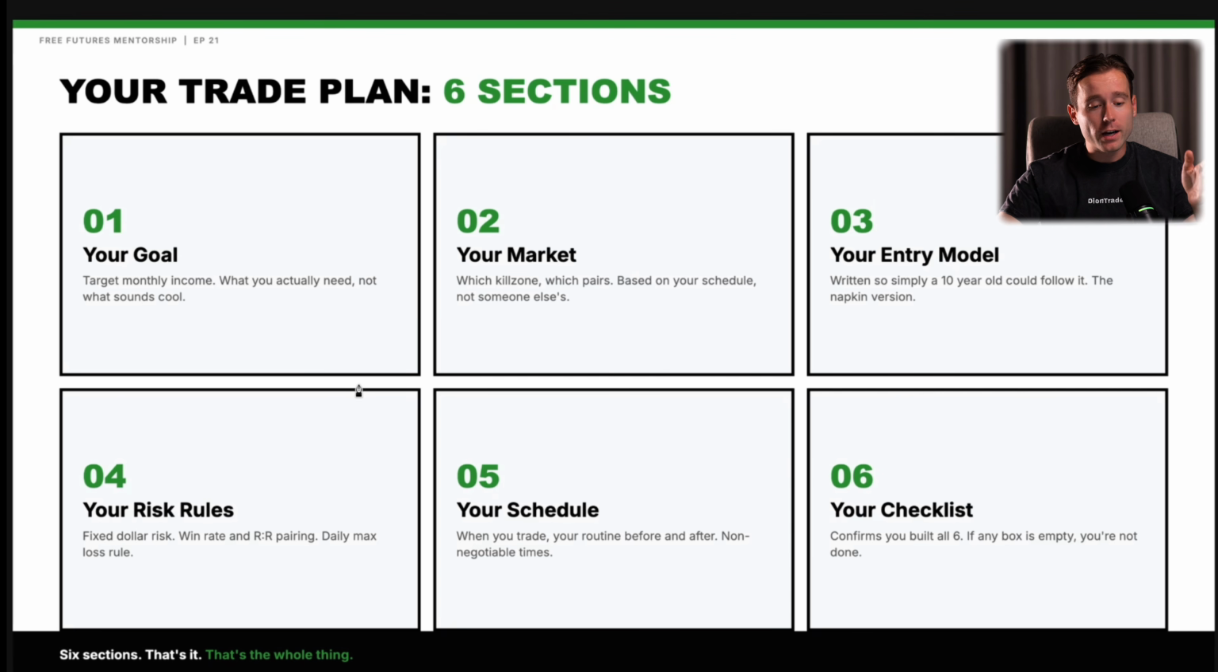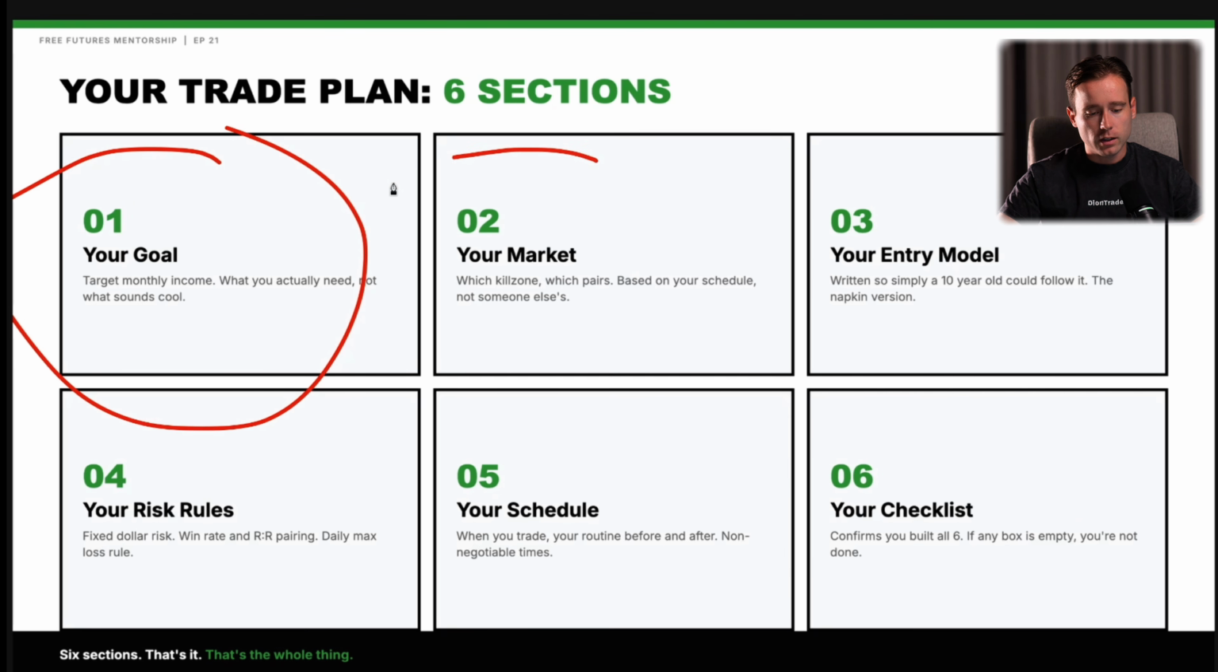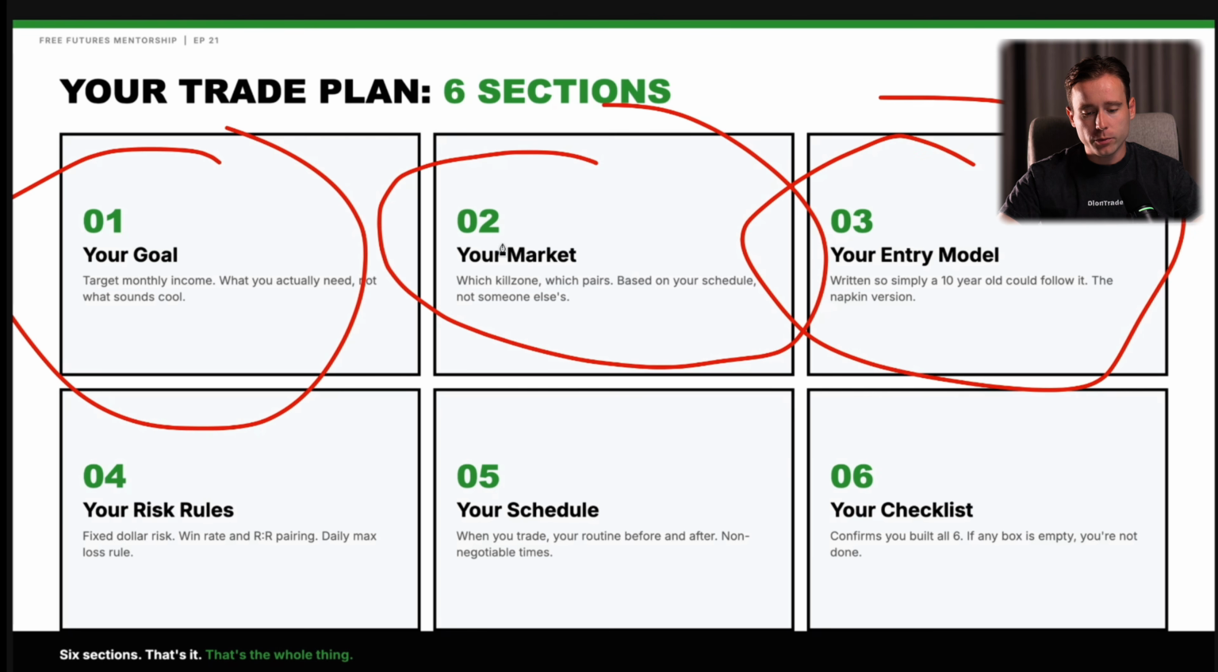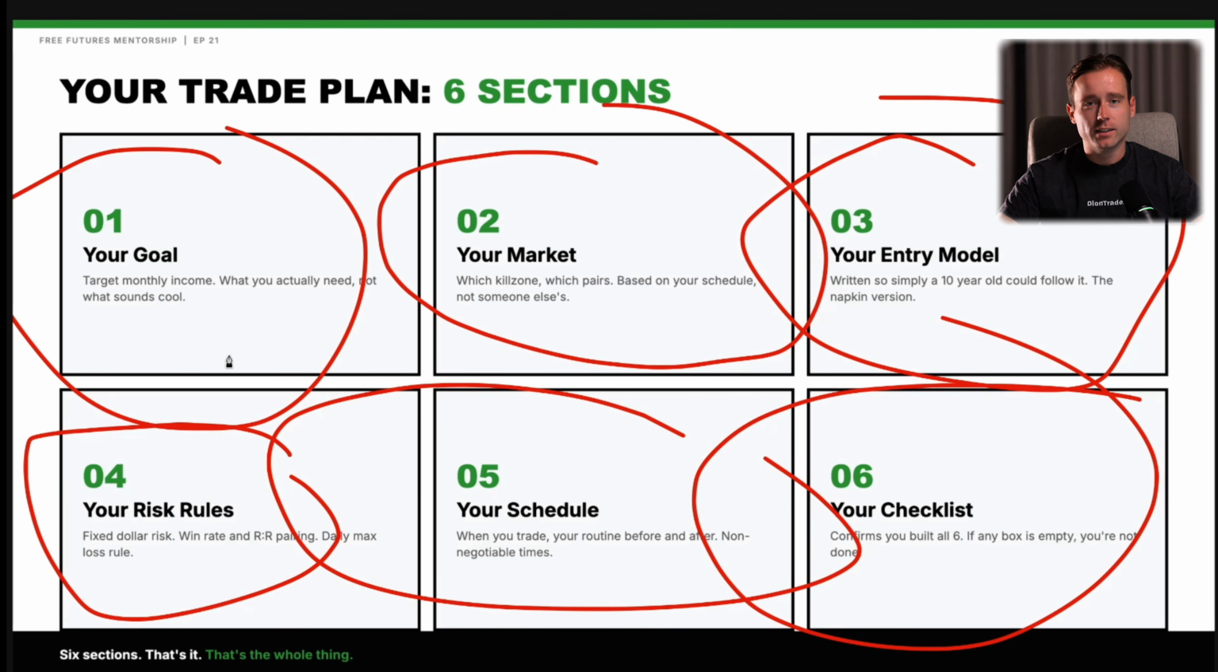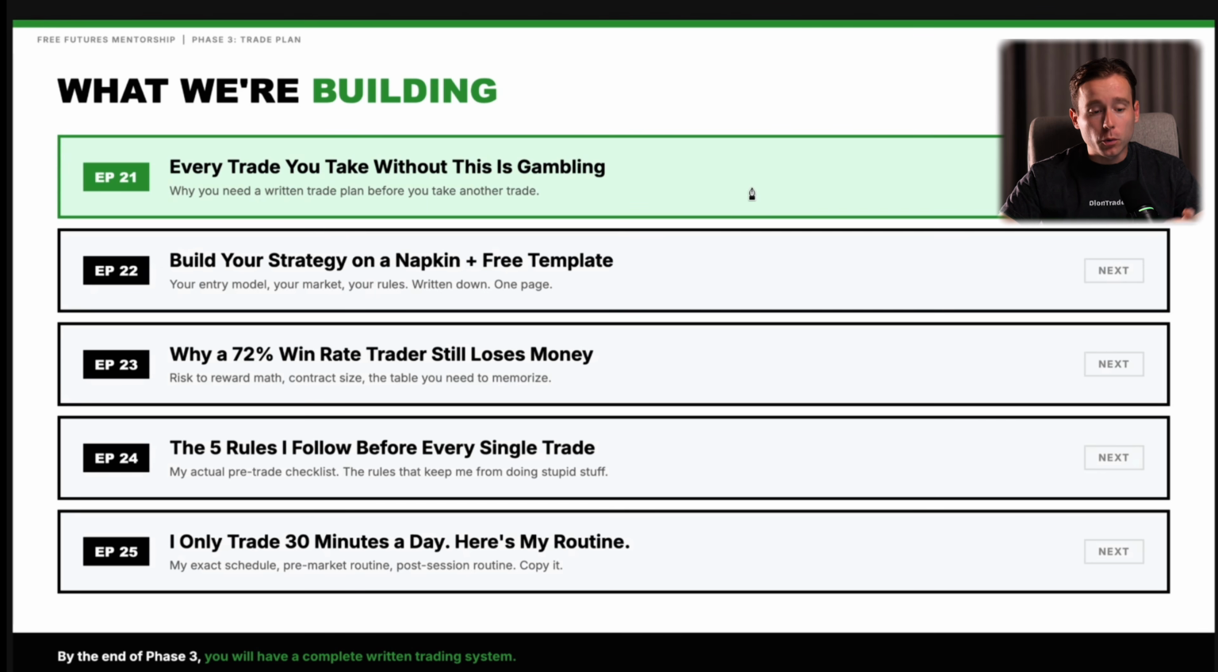And pause the video right now and screenshot this. These are the 6 sections of your trade plan. Template for this, again, is inside the description and inside my free Discord. So your trading goals, the market you're trading, your entry model in 4 sentences, your risk, your schedule, and the checklist. And in the next episodes, we're going to build on top of this.